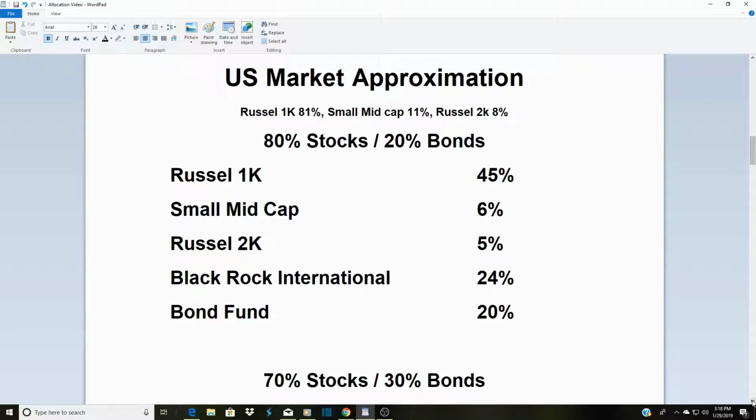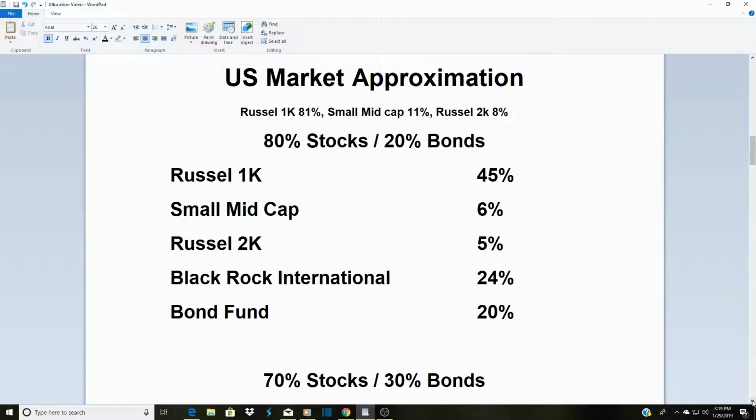Okay, now the calculation is a little bit more complicated here, but it's still very manageable for anybody. So we're at an 80% stock, 20% bond allocation. So your bond fund, 20%. We're still sticking with the same 30% international. So if you take 80 times 0.3, you have 24%.